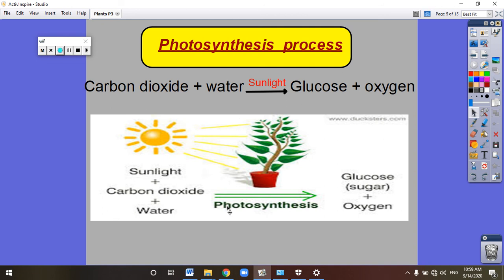Okay, let's see this picture. There is here sunlight, carbon dioxide and water, so the plant does photosynthesis to produce glucose, which is the food of the plant, and oxygen.